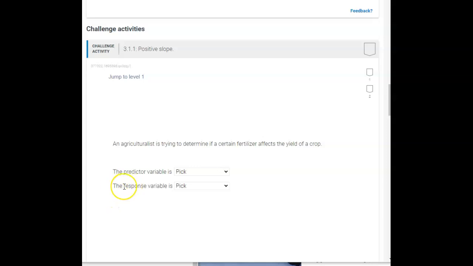The response variable is the one that is being affected or responding to the other variable. So in this situation, we're trying to see if fertilizer can affect the crop yield. So the response, what's being affected or responding, is the yield of the crop, and how we can predict what that yield is the amount of fertilizer that we use.